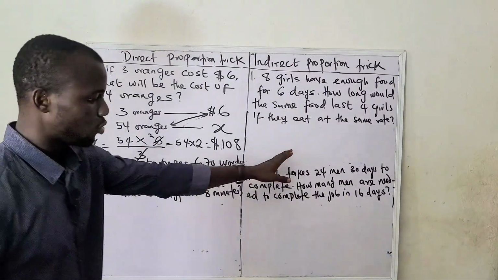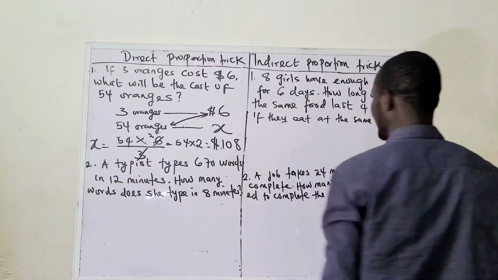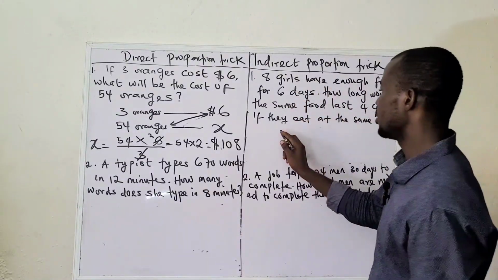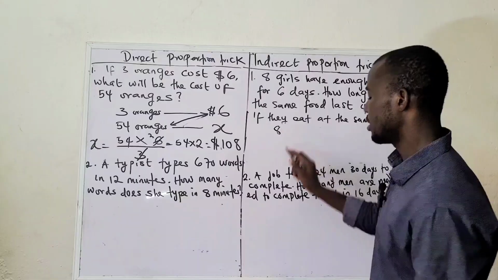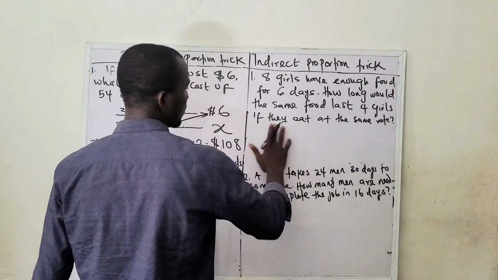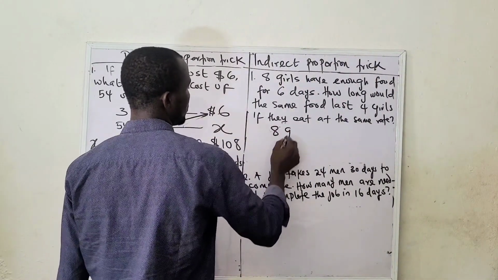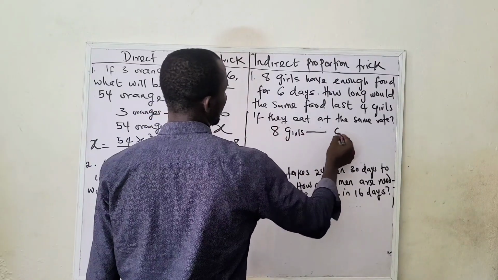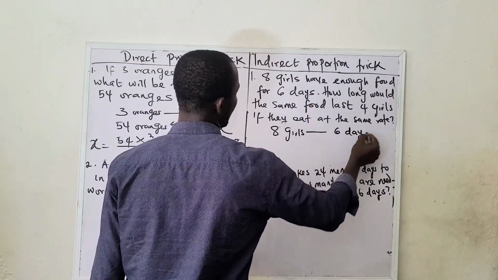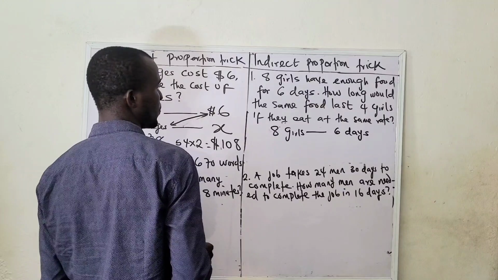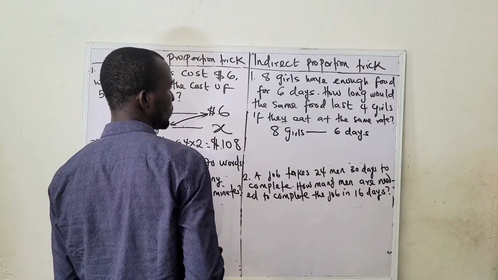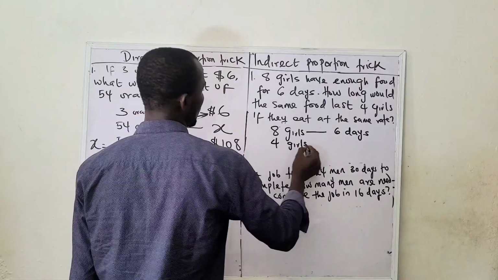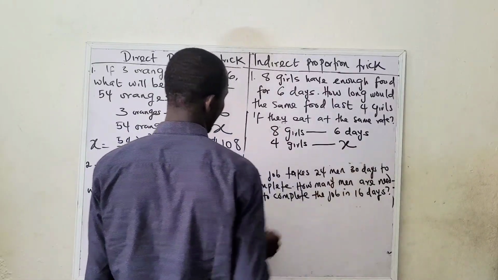Now let's come to the indirect proportion. Let's see the trick. 8 girls have enough food for 6 days. So we have 8 girls finishing the food in 6 days. 4 girls will take X days.